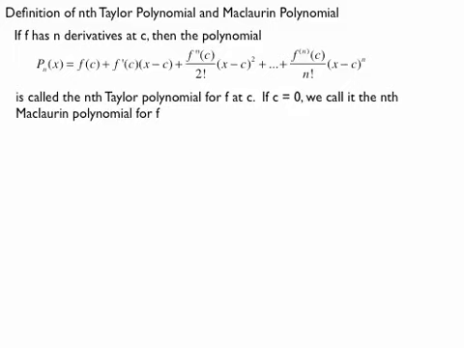Okay, this is what we call the nth Taylor polynomial for f at c. Now, if c equals 0, if it's centered around 0, we call it the nth Maclaurin polynomial. So a Maclaurin polynomial is a Taylor polynomial, but it's centered at 0. Taylor, you can be centered anywhere. Maclaurin has to be centered at c equals 0. So again, this needs to be memorized.